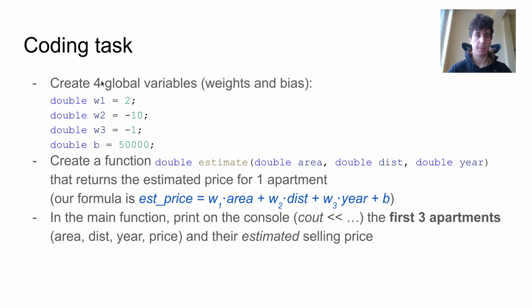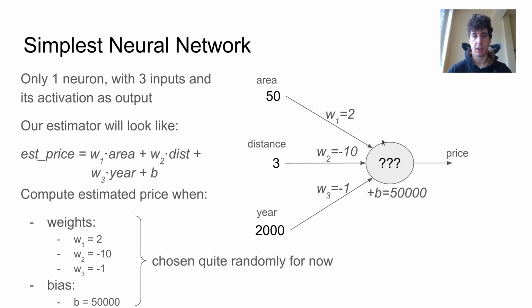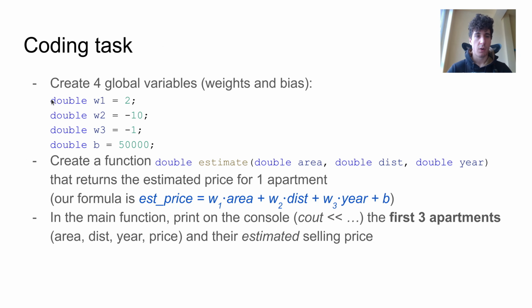So let's try to implement this neural network in code. We should declare 4 global variables. We'll make them global, it will be easier later on to work with them. So we have weight 1, 2, weight 2 minus 10, weight 3 minus 1, and B 50,000.